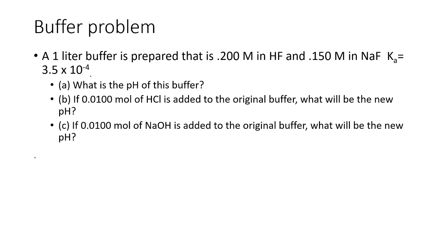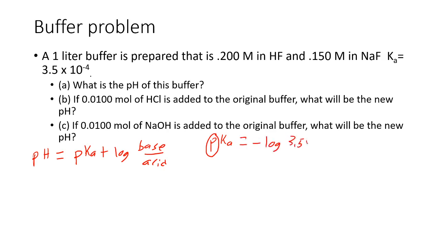We have a buffer. Since we have a buffer, we can use the Henderson-Hasselbalch equation to get it. We have pH equals pKa plus the log of the base over the acid. So in this case, we're told the Ka, so we need to find the pKa. Remember, this P stands for the negative log of whatever you're doing the P of. So the negative log of 3.5 times 10 to the negative fourth is going to give you a pKa of 3.46.